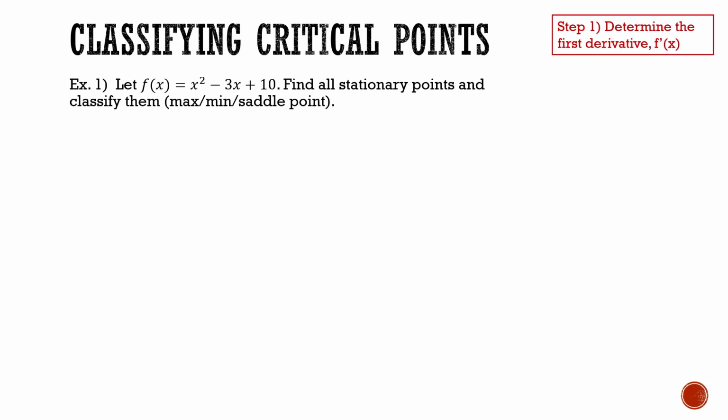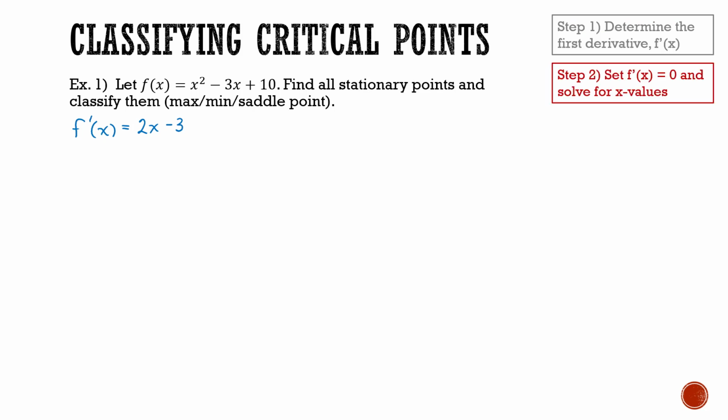Step 1, we're going to determine the first derivative f prime of x. So I'm going to take my f of x function, and I'm going to take its first derivative. So f prime of x is going to be equal to the derivative of x squared is 2x, and the derivative of minus 3x is minus 3, and then the derivative of 10 is 0, so we're pretty much done. Step 1 is done. I'm now going to do step 2.